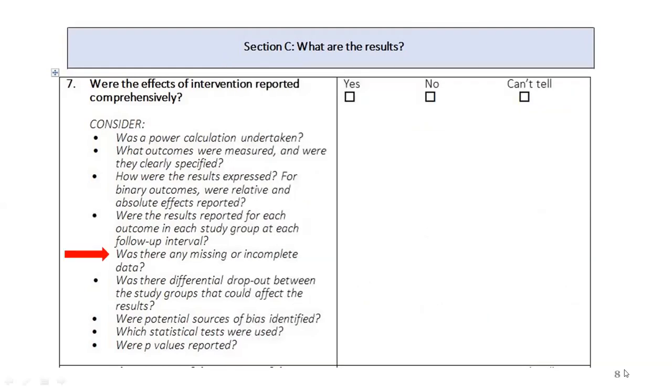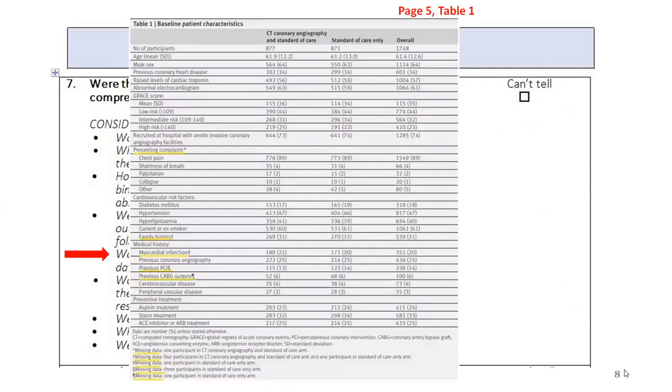And next is, was there any missing or incomplete data? If you go to page 3, table 1, you will get the baseline patient characteristics. In the last point, they have written the missing data. If you see presenting complaint, they have one participant missing in the CT coronary angiography and standard of care arm.